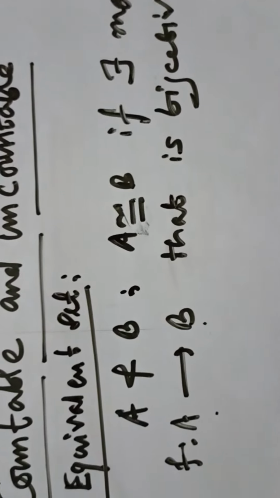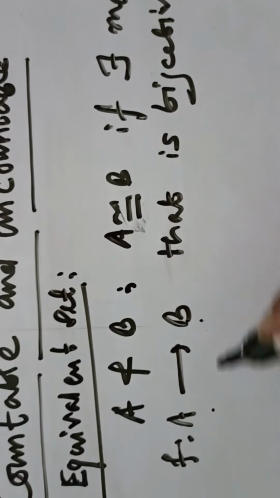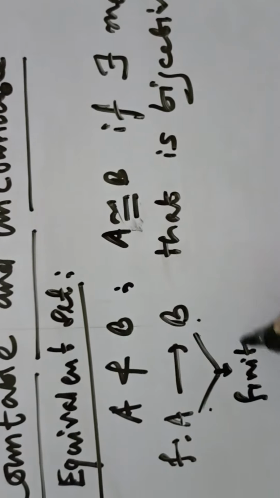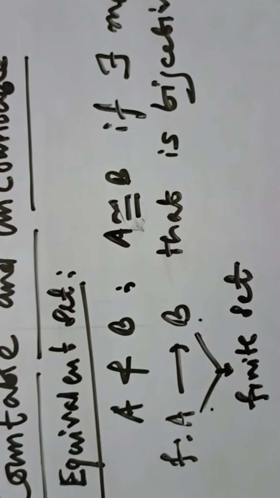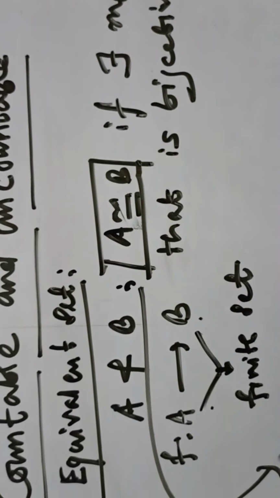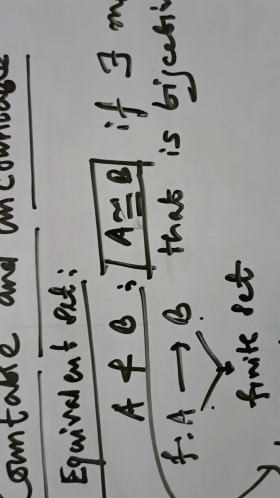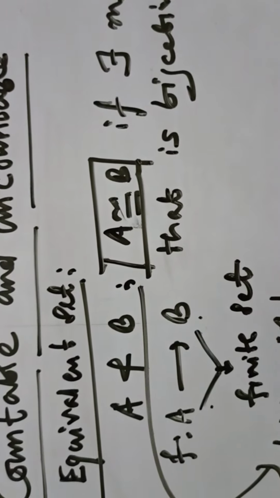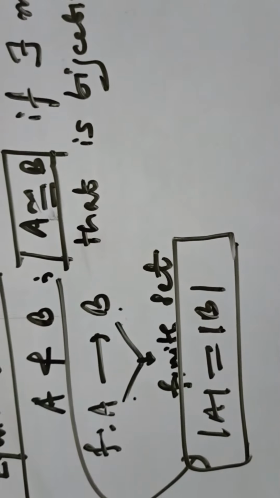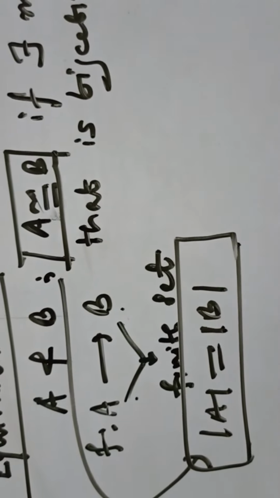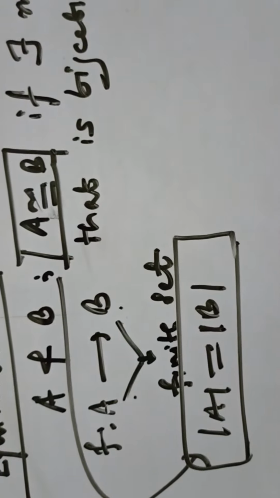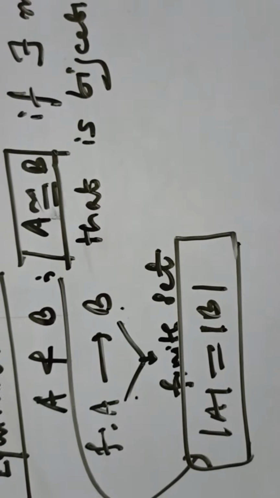Moreover, if both A and B are finite sets and A is equivalent to B, then you can write cardinality of A equals cardinality of B. Cardinality means the number of elements in A equals the number of elements in B. But in the case of infinite sets, you cannot say this.